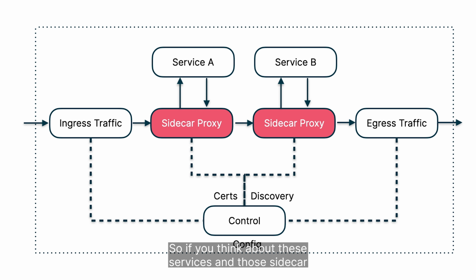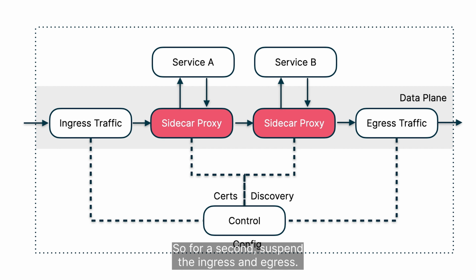So if you think about these services and those sidecar proxies that you see here, imagine all of those together in a monolithic application. In a microservice application that leverages a service mesh, we can break those apart and remove some of those things that were maybe jars or libs that were inside of a directory and put them into a sidecar and treat them all the same across what is called a data plane. So for a second, suspend the ingress and egress. We'll talk more about that in a minute. For the purpose of this diagram, it's the point that traffic comes in, the point that traffic goes out.